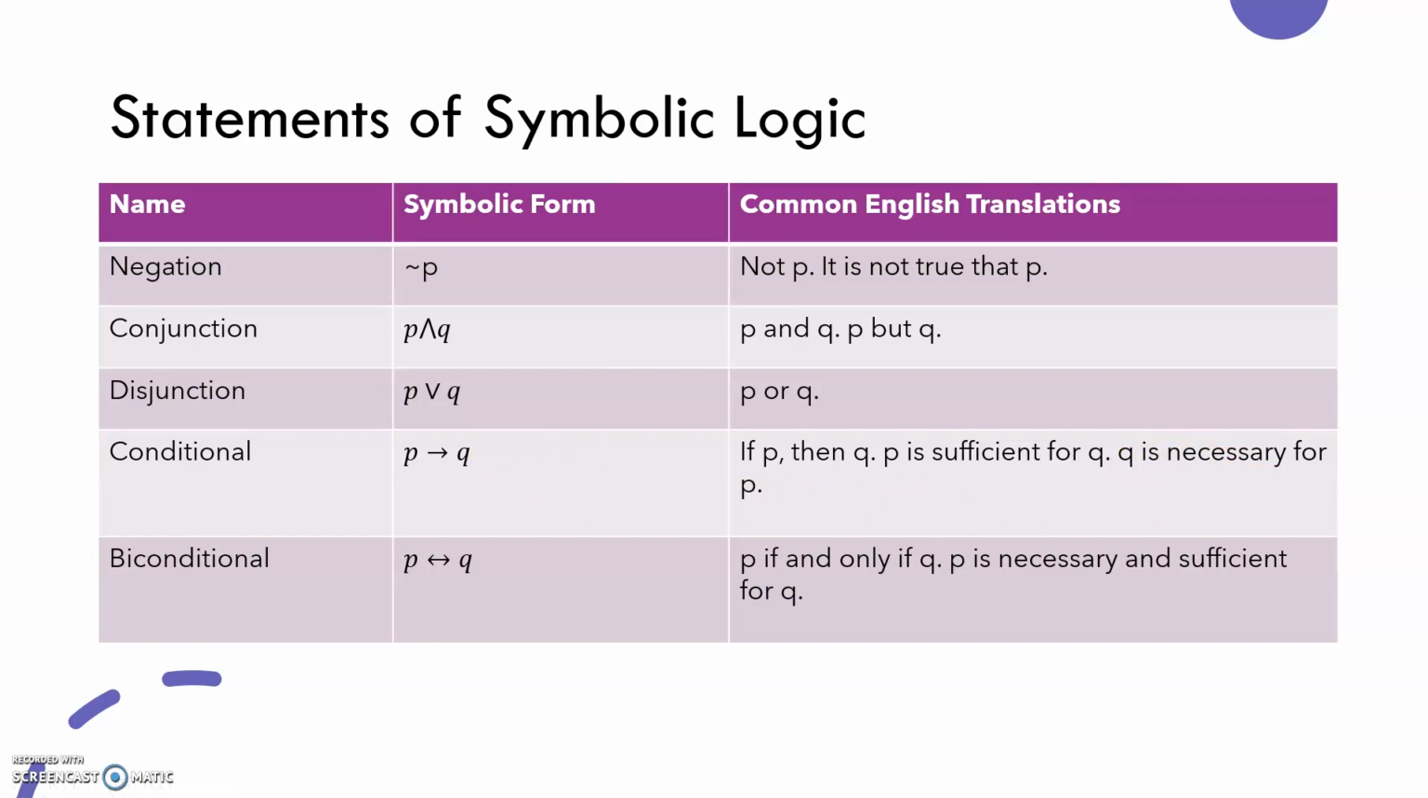And then lastly, we've talked about the biconditional, which we use the double directional arrow to represent, and that means if and only if. So P if and only if Q is what we mainly talked about, but you can also use P is necessary and sufficient for Q to translate into this P double arrow Q. So these are all of the different logic statements that we have talked about so far.